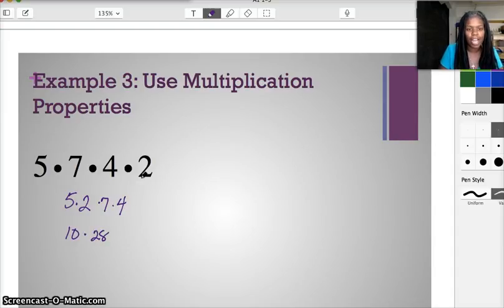So from here to here, I used the commutative property. I could say that I used the associative property here, and then finally I'm using the substitution property because I'm substituting values, and finally 10 times 28 is 280.